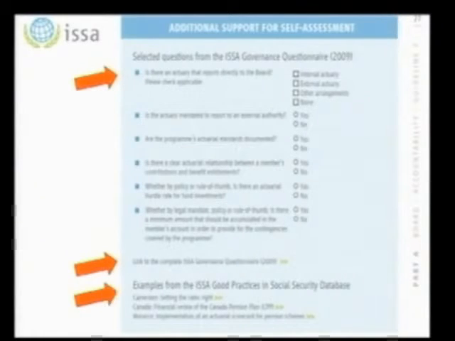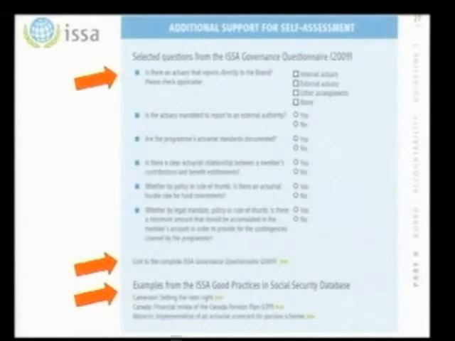Fifth, and most importantly, there are links to good practices that are available in the ISSA Good Practice database. Through these good practices, the toolkit becomes not just another set of guidelines, but more importantly, a platform for learning through which member organizations share their knowledge and experiences.